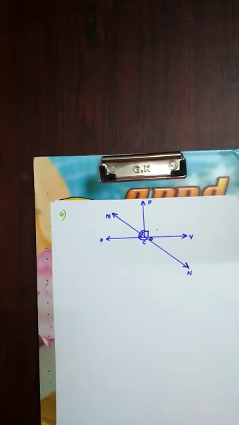Okay, children, moving on to the fourth sum. In the given figure, lines XY and MN intersect at O.